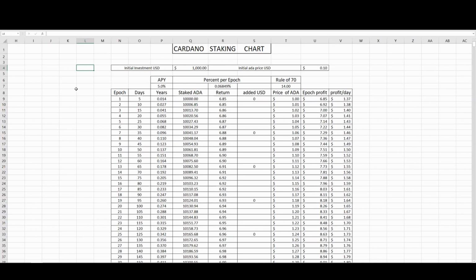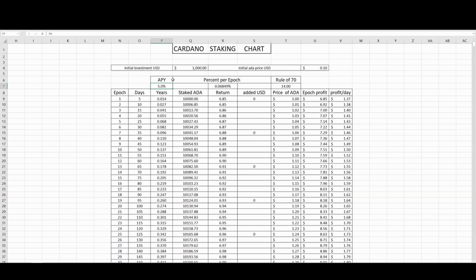Heading over to Excel, I have made a Cardano staking chart just to help visualize the return on your investment and how to predict your estimated profit per epoch or your profit per day, or just how big your bag size will be in a certain amount of time. How I've set this up is I set up an initial US dollar investment. For this example, I set it at $1,000 with an initial ADA price of about 10 cents. ADA was 10 cents previously last summer, as well as during the last fall, before the huge increase in the market in December and January.